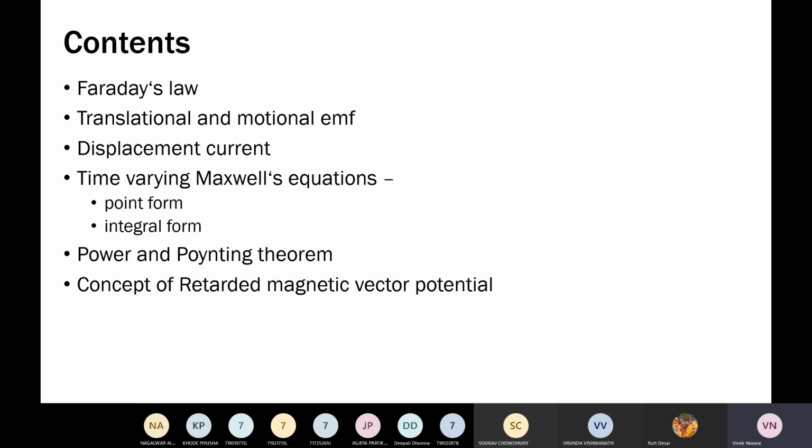no experimental observations, or I will say results, were observed. So displacement current we are going to see as an adjustment. How will we see? Then time varying Maxwell equations, whatever equations we have seen till now.